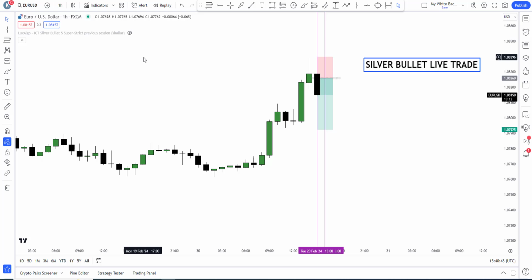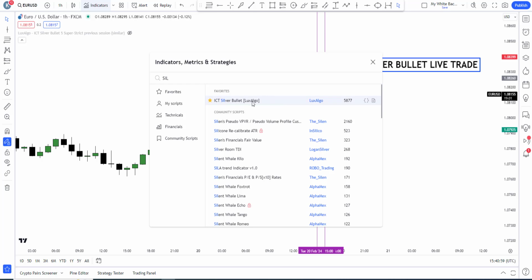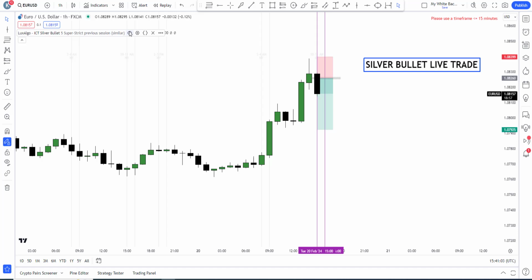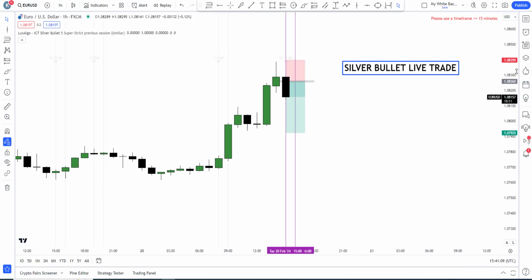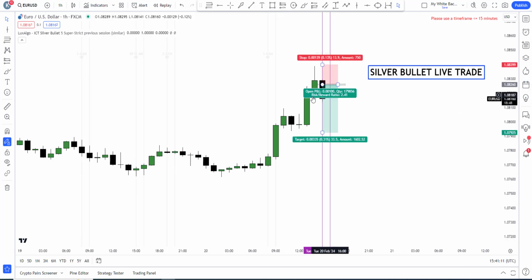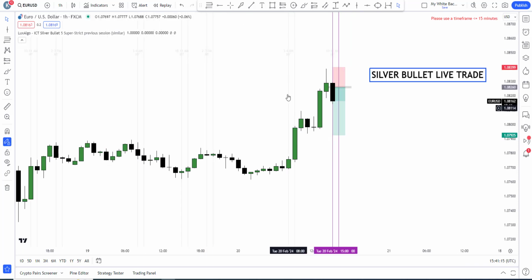Silver bullet. Now, to get the silver bullet indicator, it's pretty easy on TradingView. Just come to indicators and search for silver bullet by LuxAlgo. Click on it, and this indicator will delineate the 3 different silver bullet sessions on your chart. So this is what you have right here. For today, this was the first one, this is the second one.